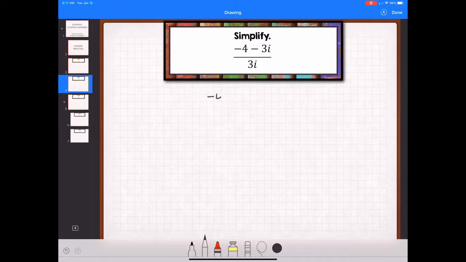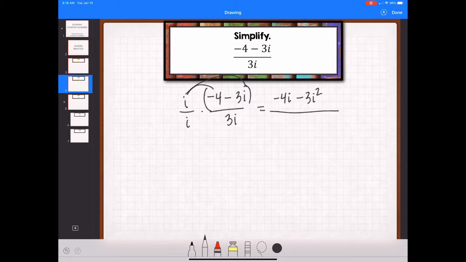In this next example, you'll notice you have 2 terms in the numerator, -4 minus 3i, over 3i. So we start by multiplying the fraction by i over i. Because the numerator has 2 terms, we're going to have to group it so that you can distribute the i. i times -4 is -4i. i times -3i is -3i squared. The denominator is 3i squared.